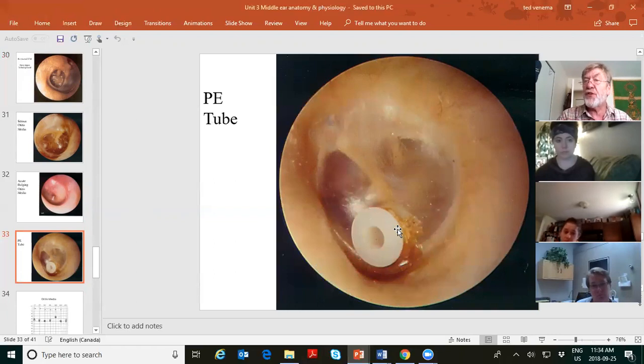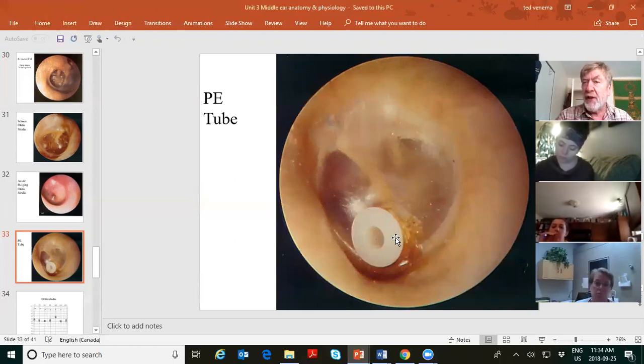Now these grow out because the skin of the eardrum grows like a spiral out. And they last for a few months, and then the tube falls out. The oldest treatment for otitis media, of course, was tonsillectomy. And tonsillectomy was done all the time in the baby boomer years.